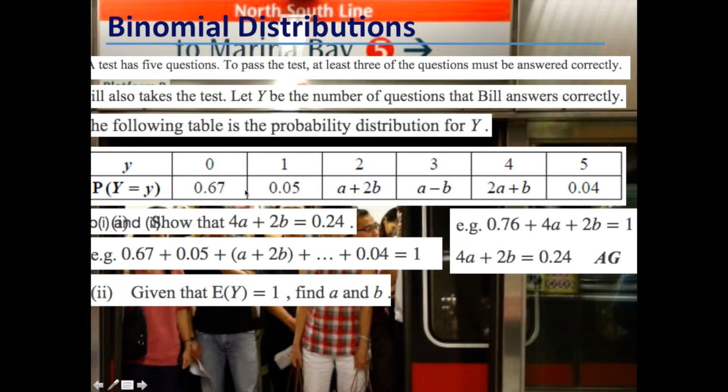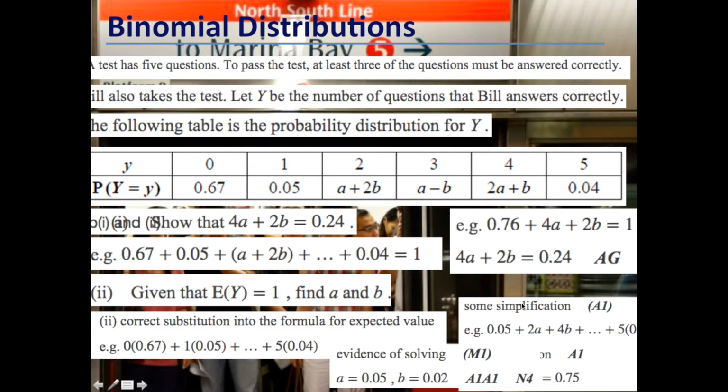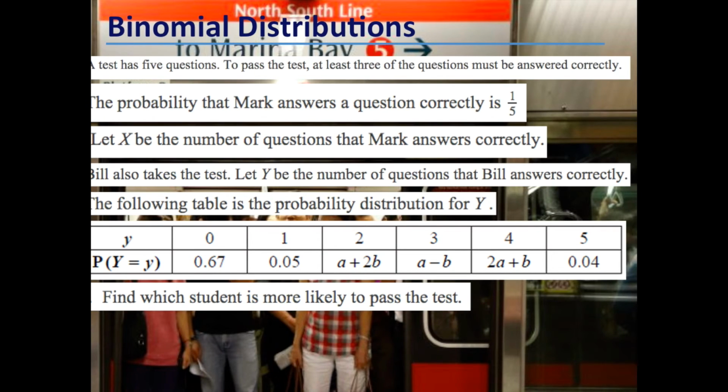Well, of course, we know that we can find the expected value using the sigma x p equals x formula. So we would have said 0 times 0.67 plus 1 times 0.05 plus 2 times a plus 2b, etc. If you work that out, you will end up with, in the end, 13a plus 5b equals 1, so you've got 2 equations, 2 unknowns. You can solve that with simultaneous equations, and you should end up with a equals 0.05 and b equals 0.02.